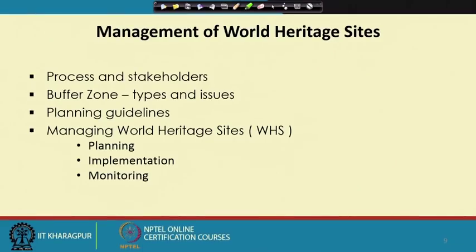This is also done in a very scientific methodological way. So it's very important to know that under different situations how the buffer zone has been declared. Very, very interesting studies are there. I'll discuss some of the studies. So as I say, managing the World Heritage Site is very important, which involves the planning and the implementation and the monitoring. Monitoring is very important so that it does not become an endangered site. So this is all about the World Heritage Sites with some of the examples on case study, which we'll talk about. Then we'll go to another property.